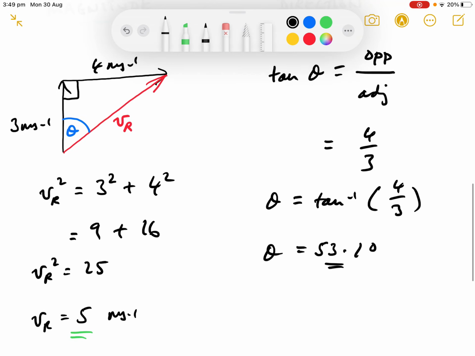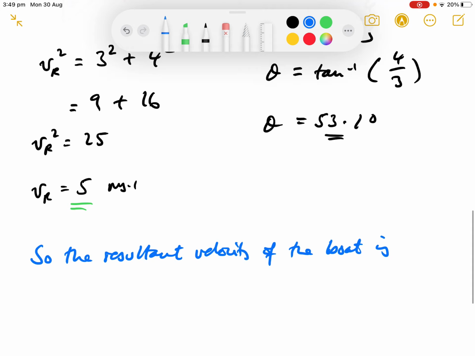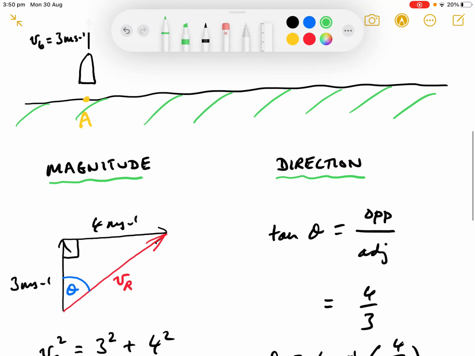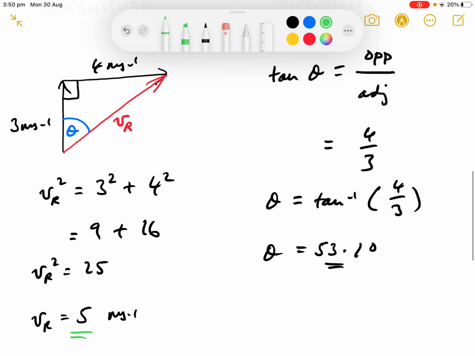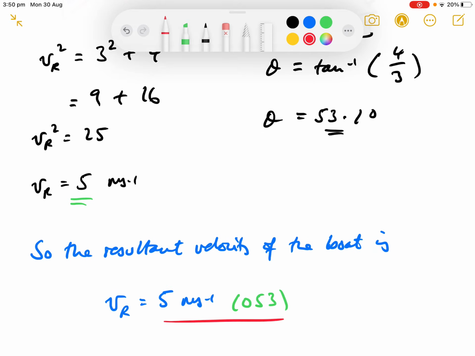We need to specify the resultant with its direction using a three-figure bearing. So the resultant velocity of the boat is V resultant equals 5 meters per second. Now I need a three-figure bearing. Three-figure bearings are always measured clockwise from north. North, of course, is to the top of the page. So the angle I've got is conveniently what the bearing is, but we make it three figures, so it becomes 0, 5, 3. And that's the resultant velocity of the boat.